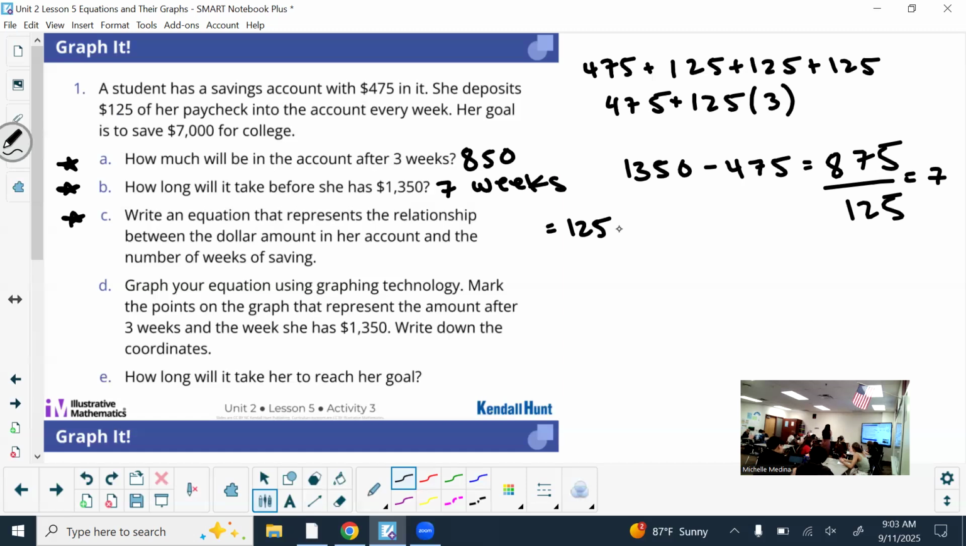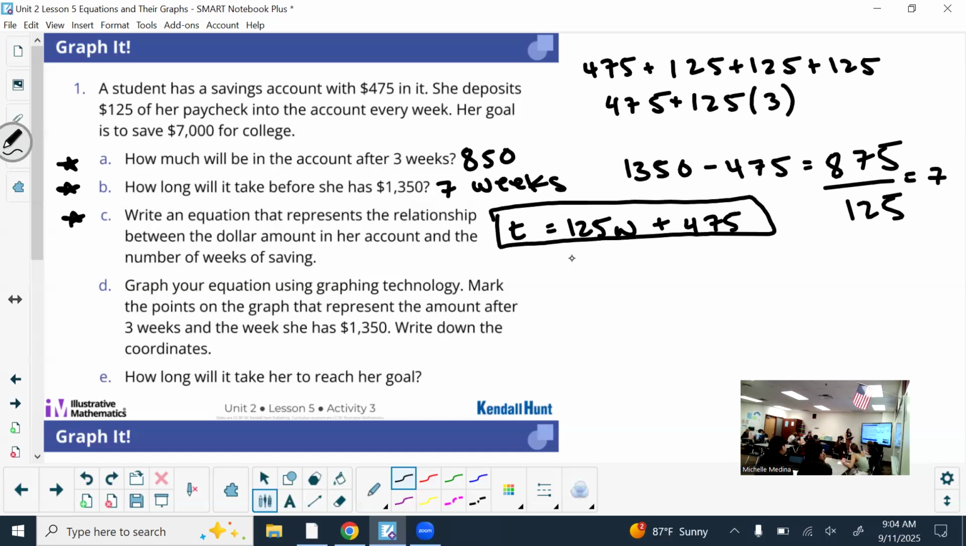And what? Okay, and T is gonna be what? Okay, so T is for total. Save. And then W would be for the number of weeks. Okay.